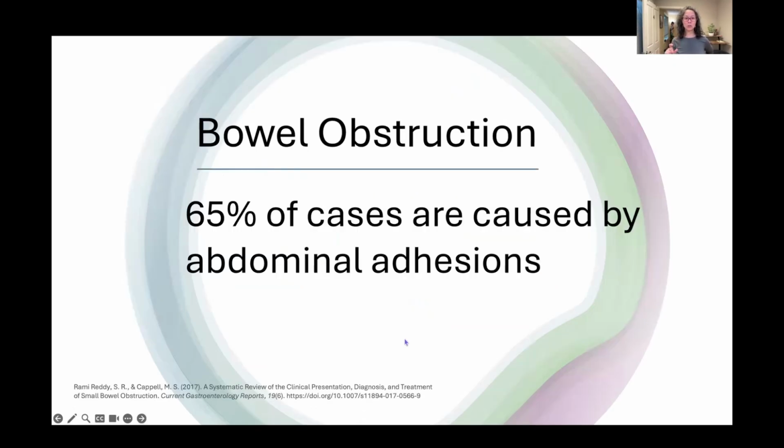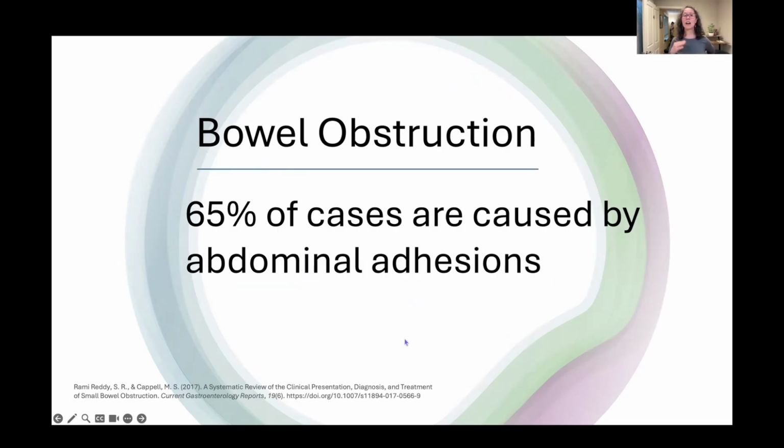And then another huge one, I brought this up before, I hammer on it a lot because bowel obstructions are so terrible. We now know, thanks to this 2017 study, that 65% of adhesive small bowel obstruction cases are caused by intra-abdominal adhesions. That is a massive number. And so again, we want to be thinking abdominal adhesions when we hear that somebody has had a bowel obstruction.